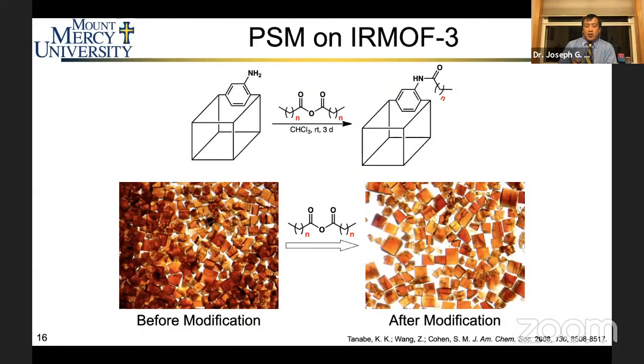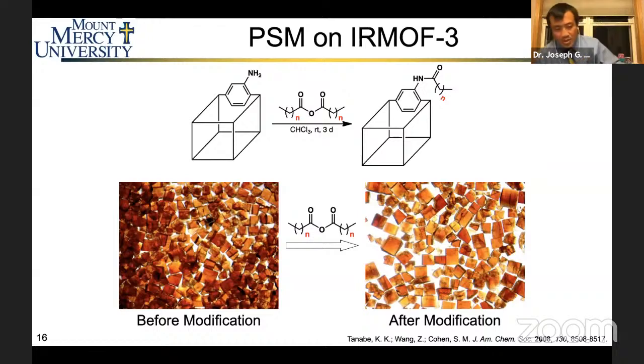So what they wanted to do is a proof of principle. We want to show that we can post-synthetically modify this. And what they did is they took a series of different acid anhydrides and reacted them with the amine. And notice in these pictures, the crystalline structure stayed the same. So what ends up happening is this process doesn't change the crystal structure very much. It's still crystalline, which means it's porous.